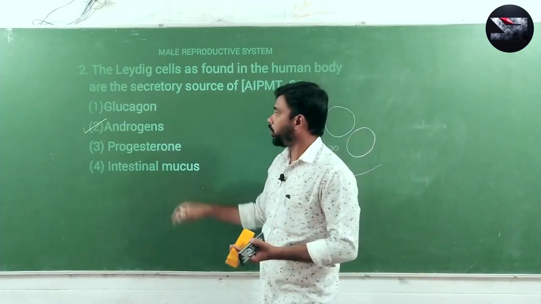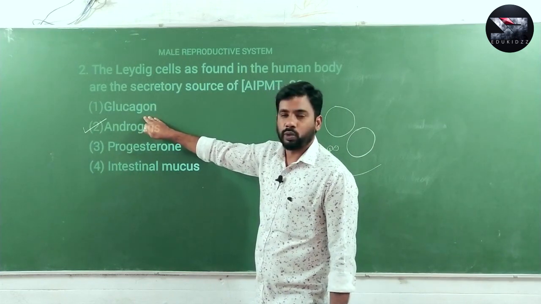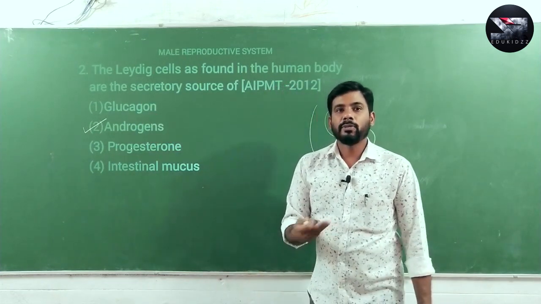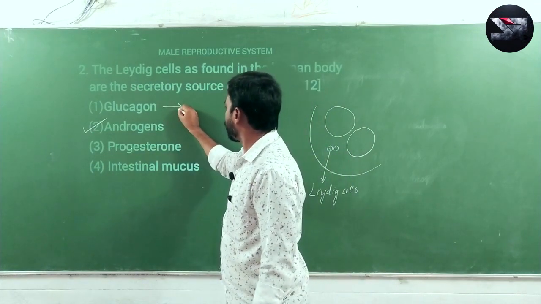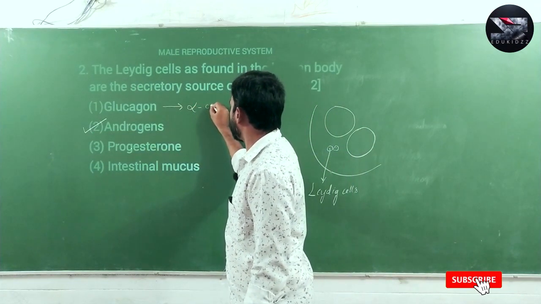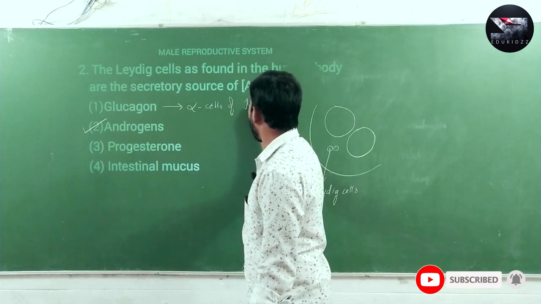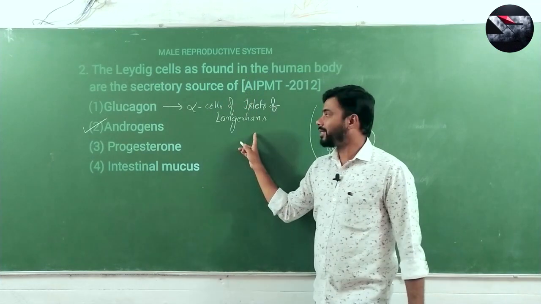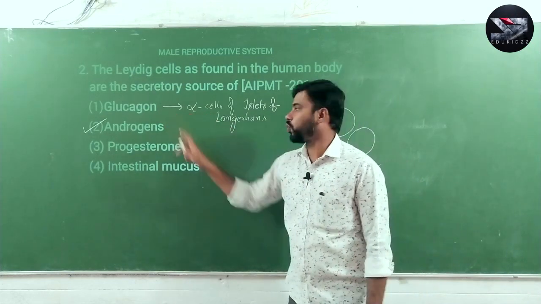So let us have a look. Glucagon is a hormone that increases the blood glucose level, a hyperglycemic hormone. And what is the secretory source of glucagon? Alpha cells of the islets of Langerhans. Inside the pancreas you can see islets of Langerhans, and these alpha cells secrete glucagon.